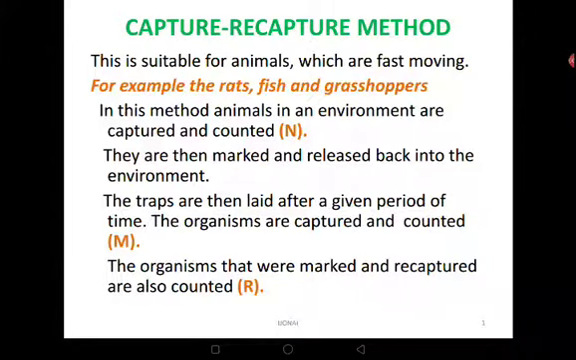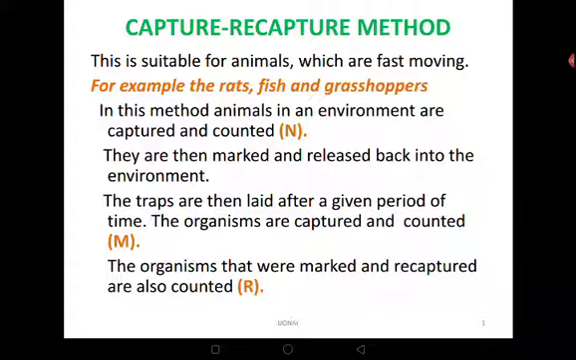Hello everyone and welcome to lesson 10, and the topic is ecology. In this lesson we shall look at the capture recapture method. Remember, in the previous lesson we looked at methods of estimating population of organisms. We looked at the direct count method, where you just count organisms 1, 2, 3, 4 and so on. We looked at using aerial photography, and this time we want to look at the capture recapture method. Sometimes it's called the capture release recapture method.